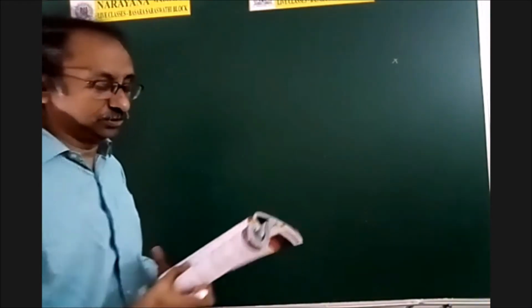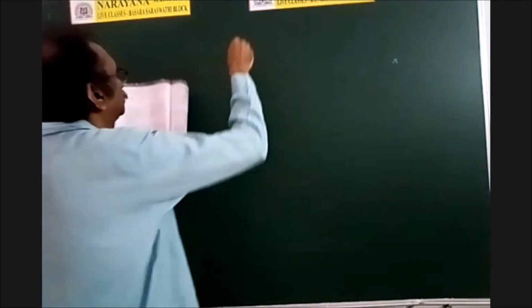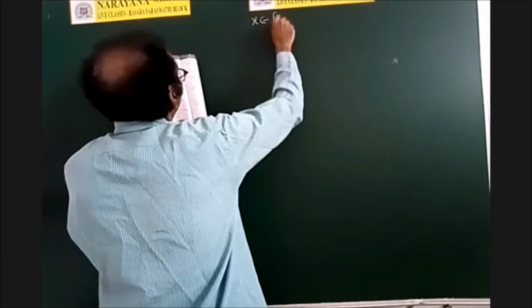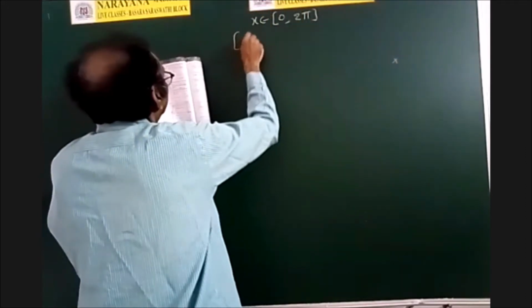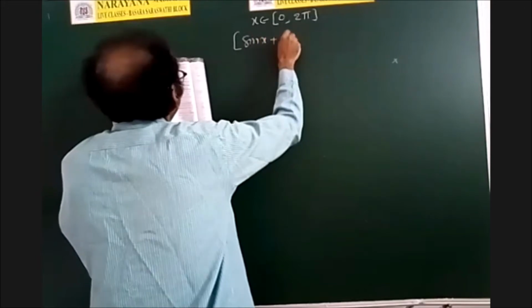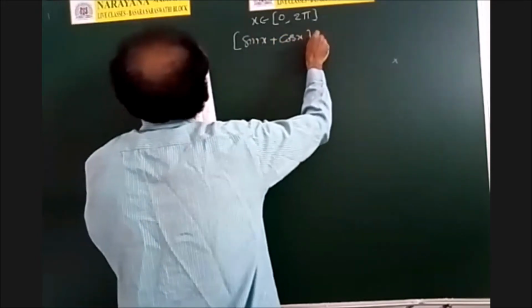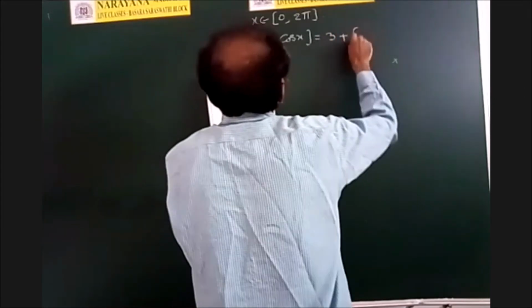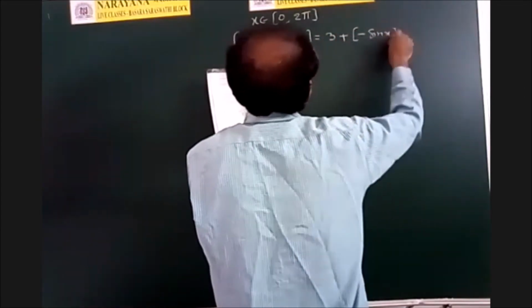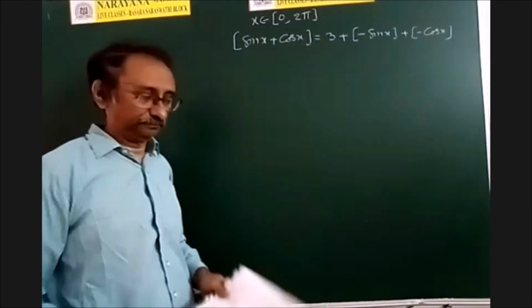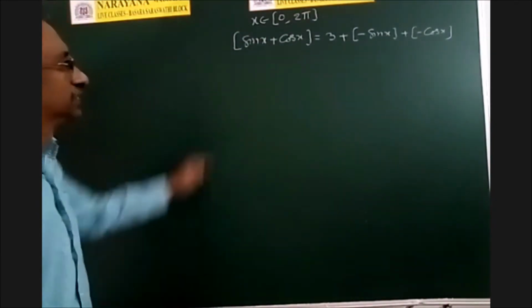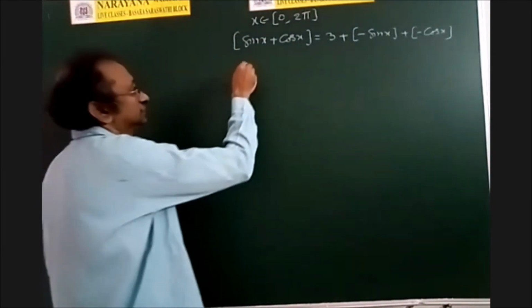But see, 36th question: the number of solutions of x belongs to 0 to 2 pi, for which integral part of sin x plus cos x is equal to 3 plus integral part of minus sin x plus integral part of minus cos x. Okay. Right. And what is the range of sin x plus cos x?